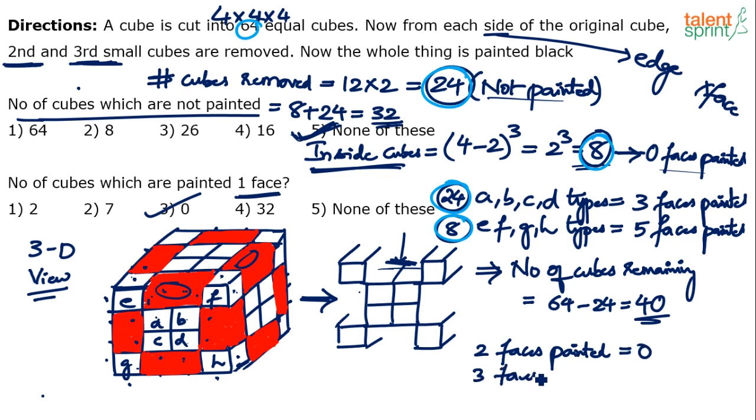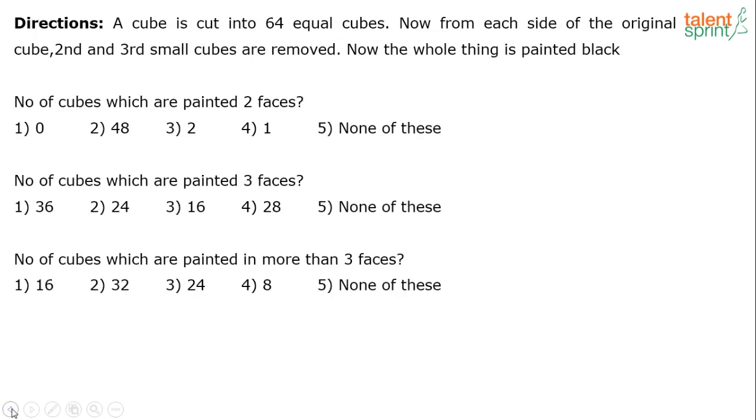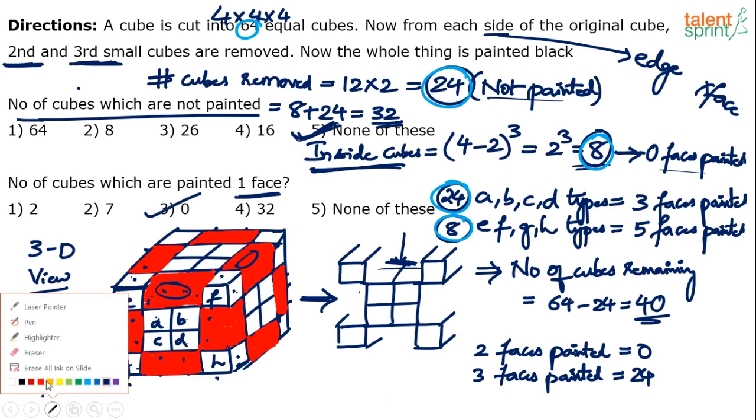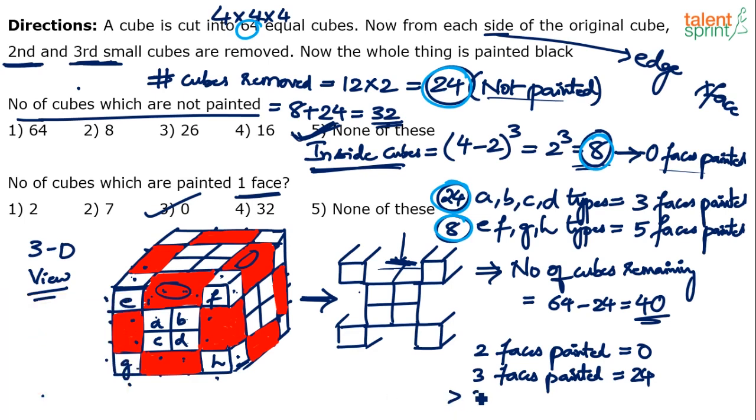3 faces painted. How many 3 faces painted? See, 3 faces painted we have already counted, 24. And the last question is what? More than 3 faces painted? These 8, where 5 faces have been painted. So I think on the next slide, the answer should be 0, 24 and 8. 2 faces painted 0, 3 faces painted 24, more than 3 faces painted 8.